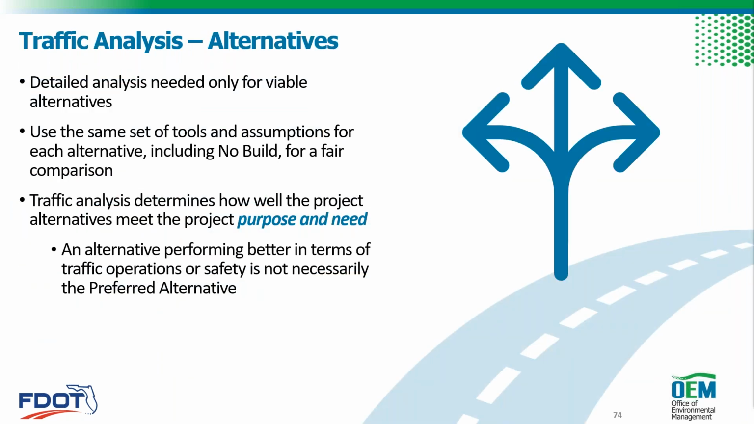The important thing to note here is that the detailed analysis is only needed for the alternatives that meet the project's purpose and need and that are viable. We want to use the same set of tools and assumptions for all of the alternatives, including no build, so we have an apples to apples comparison. And again, the traffic analysis is just one thing that we use to determine how well the alternatives meet the project's purpose and needs. So keep in mind that the alternative that has the best traffic operations may or may not be the preferred alternative.